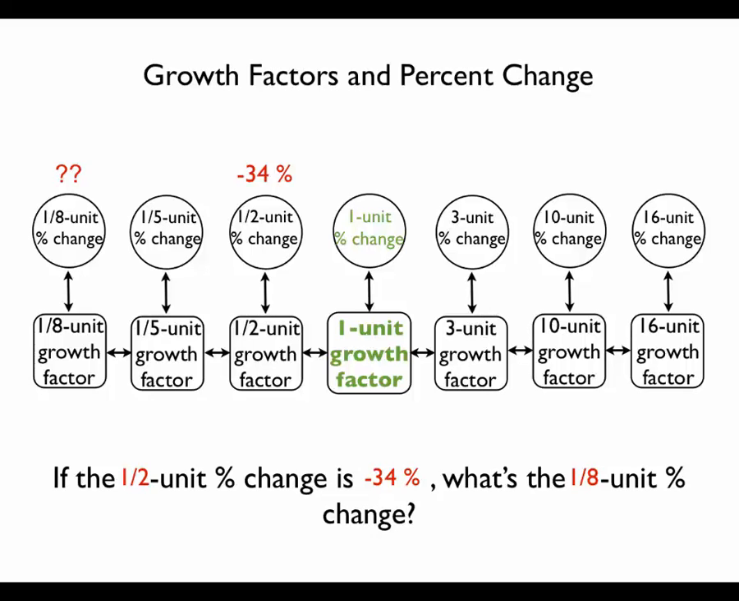Okay, who's up this time? Jonathan, how'd it go? So first I subtracted 34%. Okay, good. And then from there, I took that to the line. Yeah, totally valid. So he did 1/2 unit, and he found his 1 unit growth factor, and you're going to take that thing to the what? So the 1 unit growth factor to the... you said 1/8, right? Yeah.